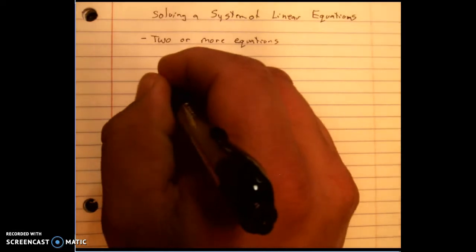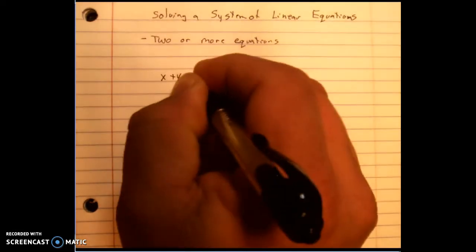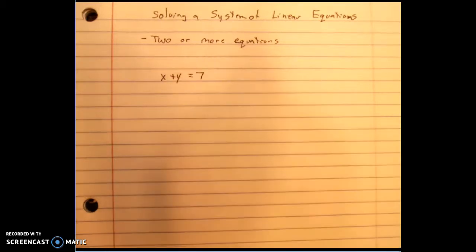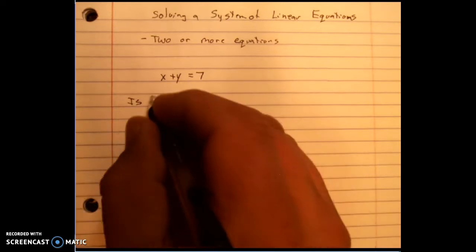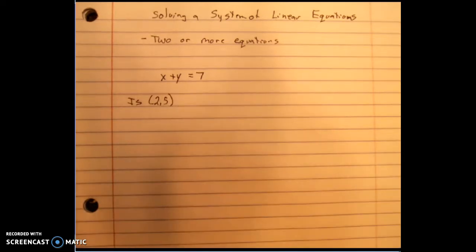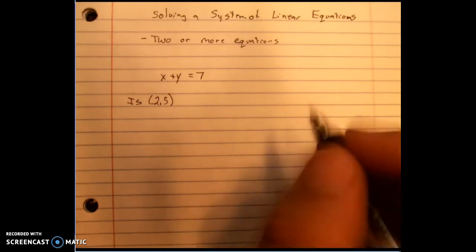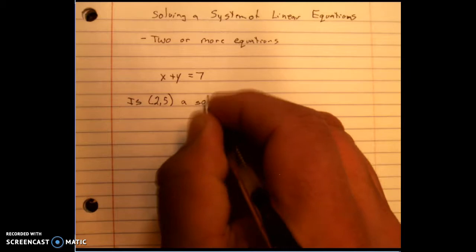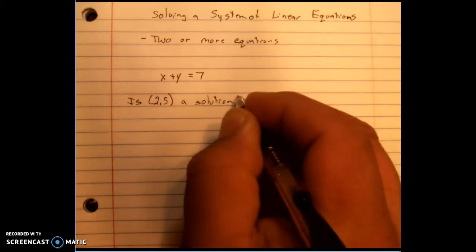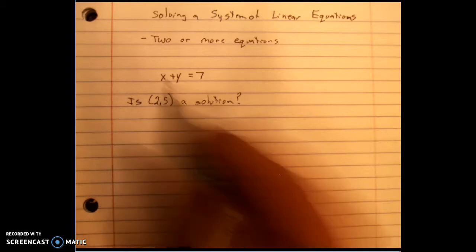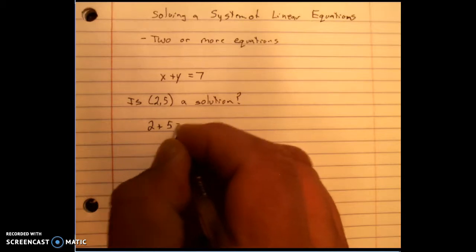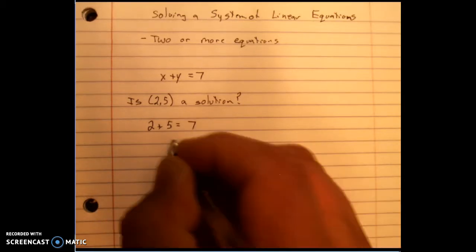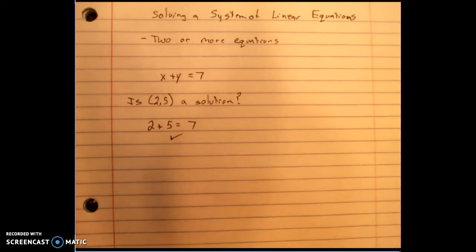So, let's look at the equation x plus y equals 7. Is the point (2, 5) a solution? So how do I test that? I simply plug it in. I plug the 2 in for the x, I plug the 5 in for the y, and 2 plus 5 is 7. The point (2, 5) is a solution to that equation.